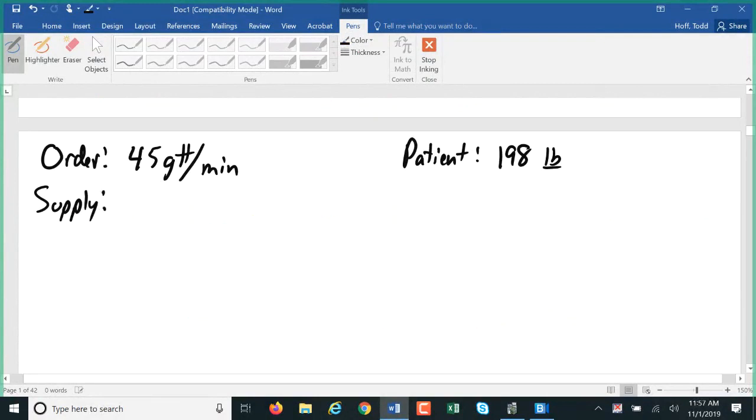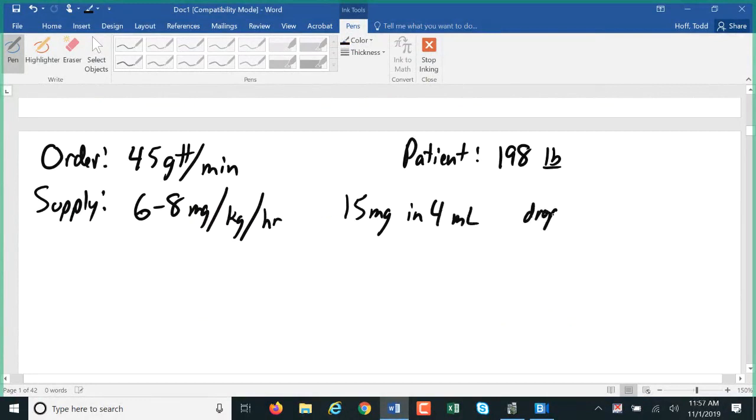So the label of our supply says 6 to 8 milligrams per kilogram per hour. Label says the supply is constituted at 15 milligrams in 4 milliliters. Drop factor of 15 drops per milliliter.